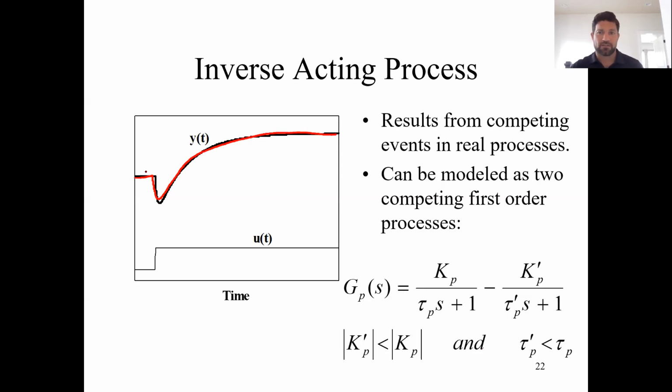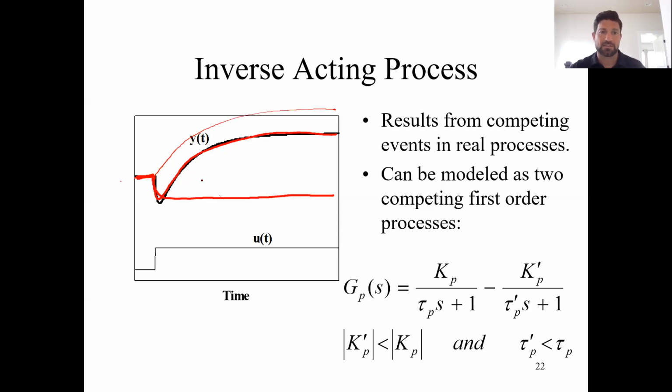We would essentially have to fit this using two first order processes. One process might look like this. It's going to respond very fast, and it's going to respond like this. Our second process is going to have a slower response once the time period has changed, but it's going to go a little bit higher.